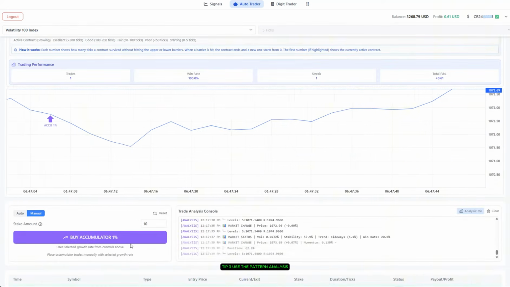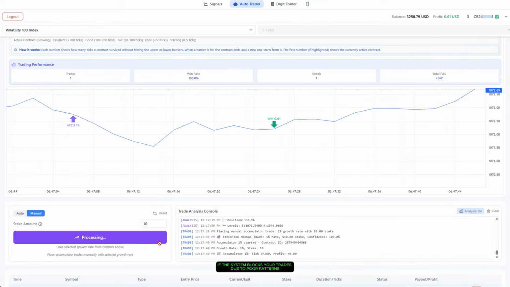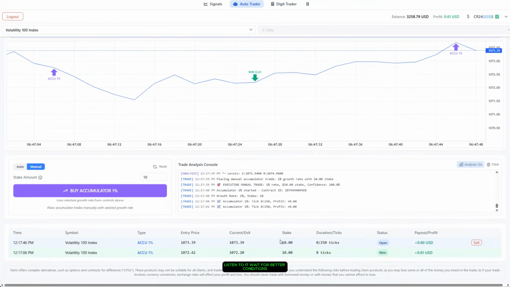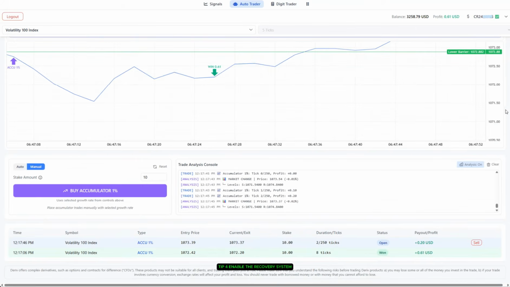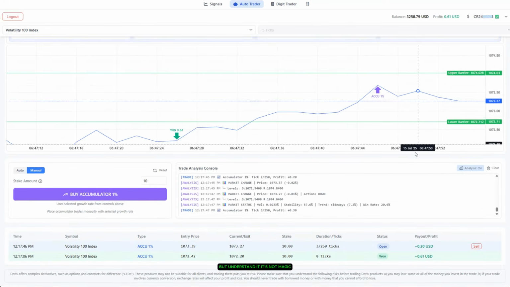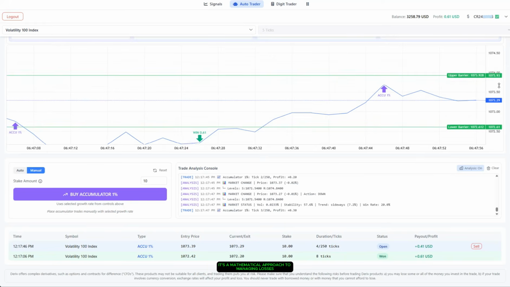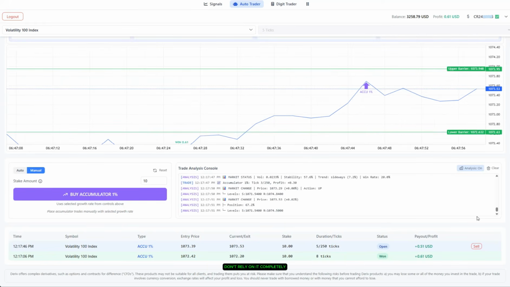Tip 3. Use the pattern analysis. If the system blocks your trades due to poor patterns, listen to it. Wait for better conditions. Tip 4. Enable the recovery system, but understand it. It's not magic. It's a mathematical approach to managing losses. Don't rely on it completely.